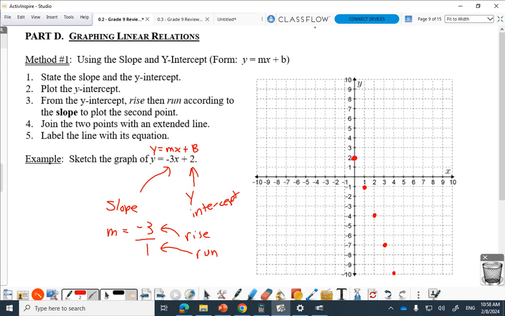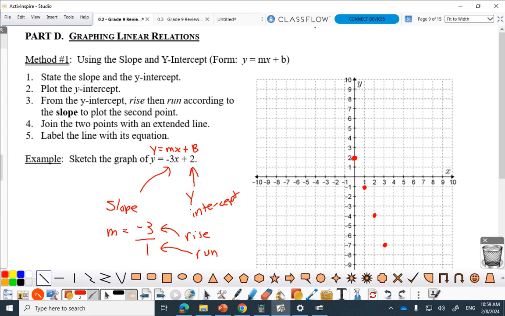I don't need a ruler because I've got my fancy active board. Help me draw the line. Draw the line. And little arrows at the end to say, the only reason I stopped drawing this line is because I ran out of graph paper. The line actually goes forever.